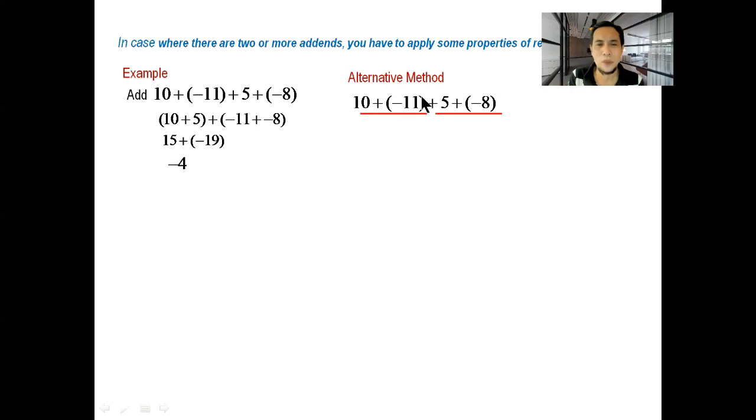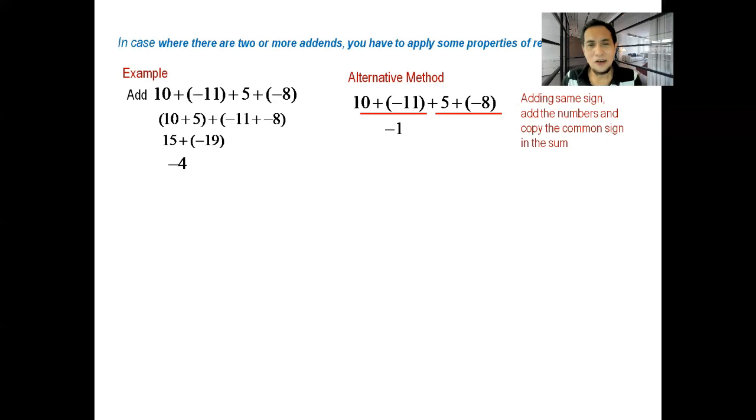So we will apply the rule. We will take the absolute value of 10, which is 10, and the absolute value of -11, which is 11. So we will subtract, because 10 is positive and 11 is negative, opposite signs. So 11 minus 10, that's 1. What is the sign of the larger number? Answer, -1.